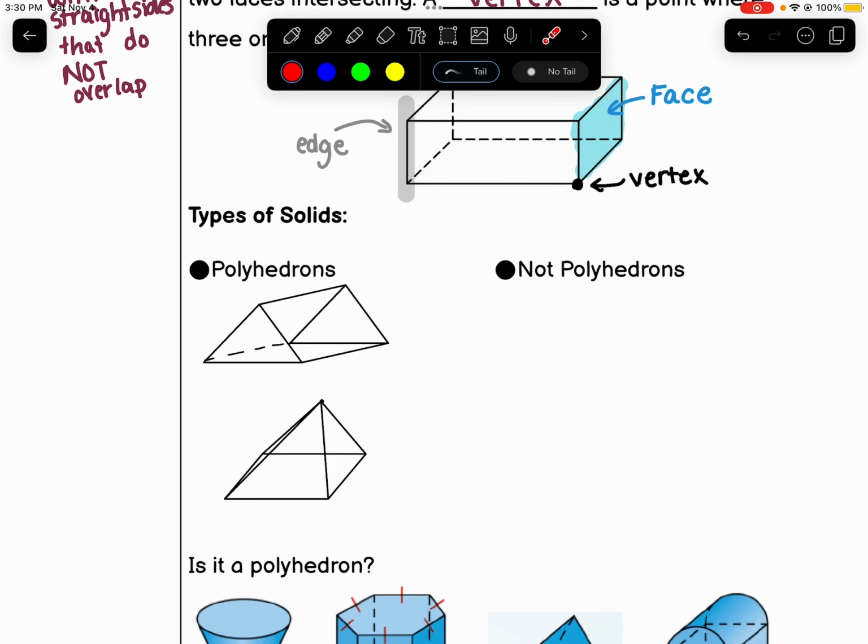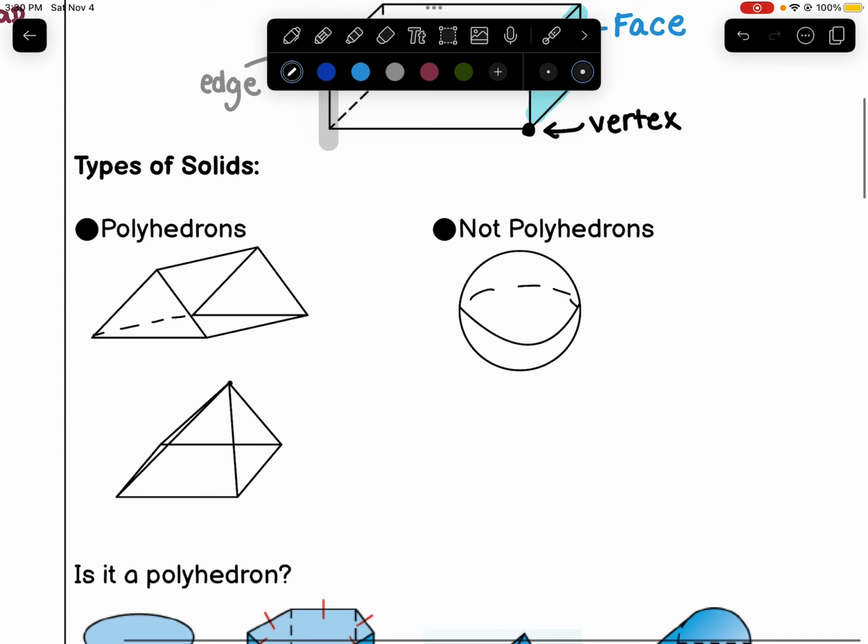But what are some shapes that you're very familiar with that are not polyhedrons? We use the non-polyhedrons more in our day-to-day life. For example, here we have a ball, a sphere, a globe, a marble. We see these everywhere. This is not a polyhedron either.